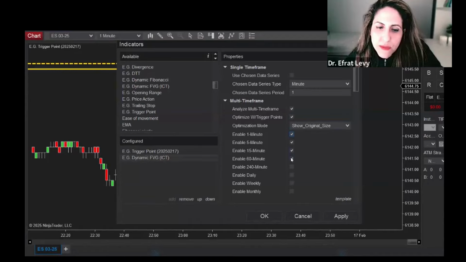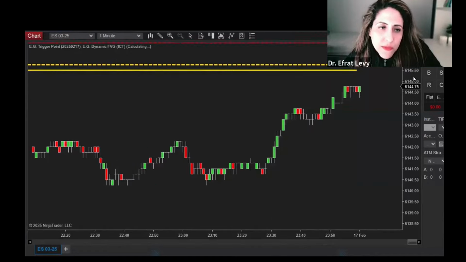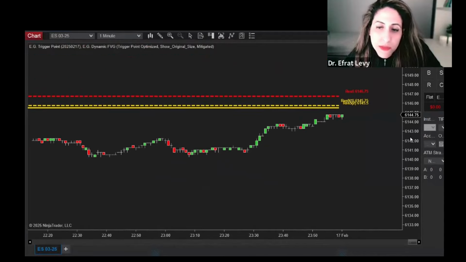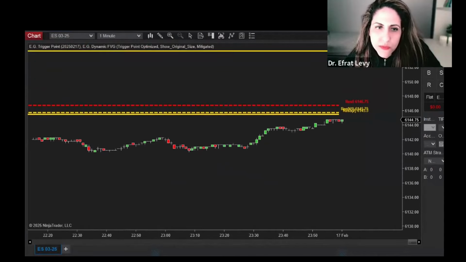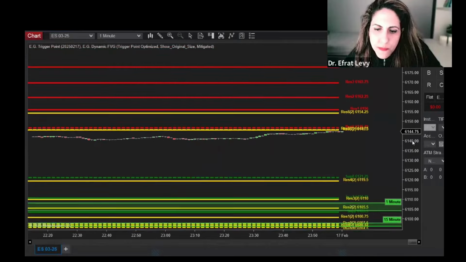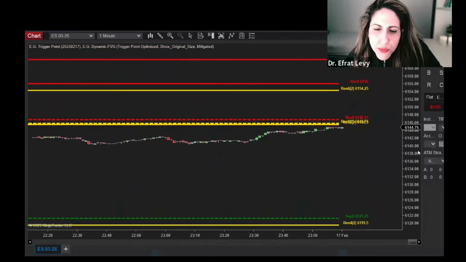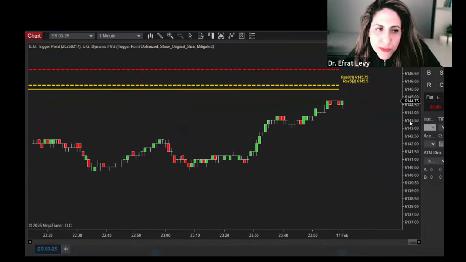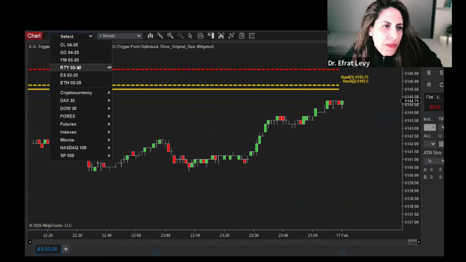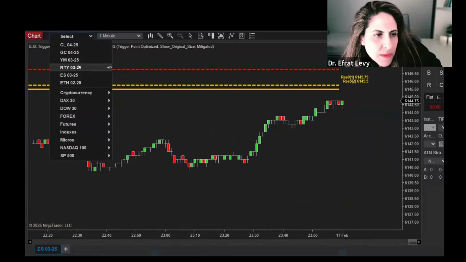So let's check the 1 minute and remove the 60 minutes due to the low volatility today and see if there are fair value gaps today. Maybe there aren't, which is fine. Okay, so there are green fair value gaps down there. Probably the bot didn't take any trades today, the fair value gap bot, but maybe on other instruments. I think NQ didn't reach its levels.